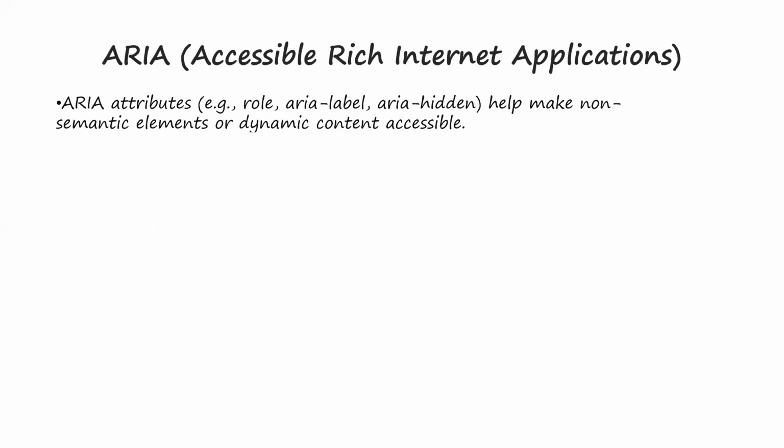So ARIA attributes, we'll talk about that in the next session. Something like the role, the aria-label, the aria-hidden. They help make non-semantic elements or dynamic content accessible. You can create HTML content dynamically using JavaScript. So when you create these contents dynamically, because you didn't create them statically when you were creating your application, they might not be accessible. So for you to make them accessible, you use these ARIA attributes.